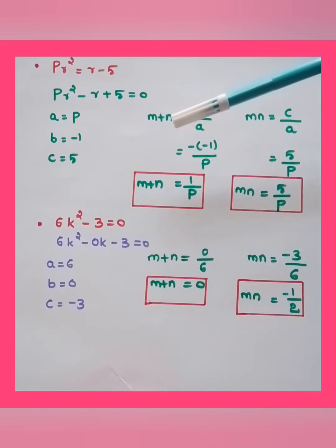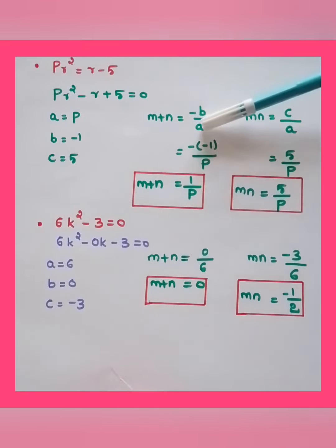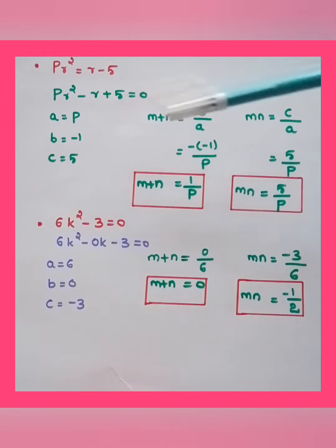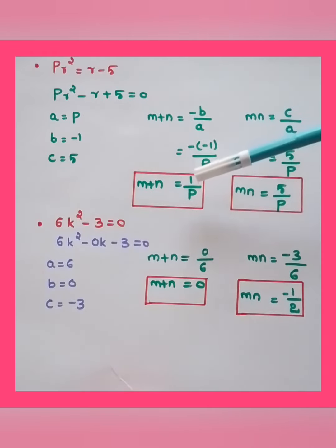Therefore, we know the sum of the roots formula, m plus n is equal to minus b by a. Substitute the values. Be careful while substituting with the negative sign. Minus of minus 1, and a value is p, so divided by p. Minus into minus is plus, so plus 1 by p. If the p value is not given, you can just keep the answer as it is. m into n, the product of the roots, is c by a. c value is 5, a is p. Therefore, m into n is equal to 5 by p. So this is the answer.